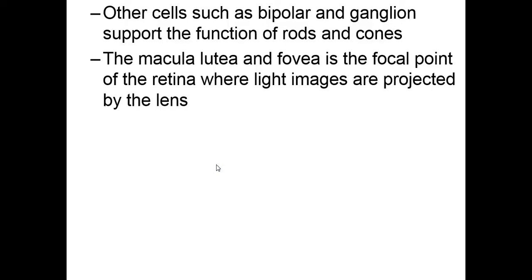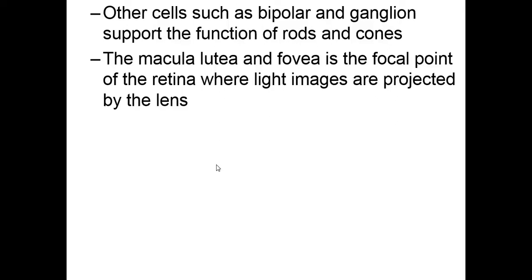The macula lutea and fovea of the retina is the focal point of the retina where light images are projected by the lens. You want the light projected by the lens to hit these points. This is what gives us our fine vision of what we're reading and seeing directly in front of us. When that light is spread across the retina, anything that is not projected on the macula lutea or fovea is actually called our peripheral vision. That's why our peripheral vision isn't as accurate or as fine-tuned, because there's a higher concentration of photoreceptors at the macula lutea and fovea.